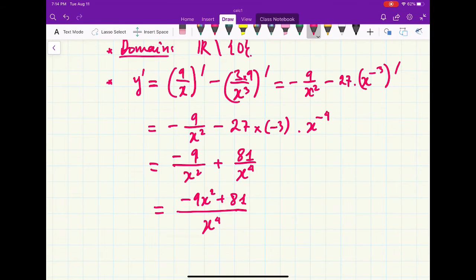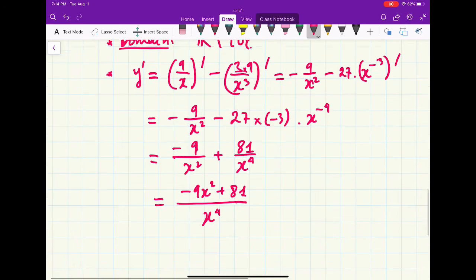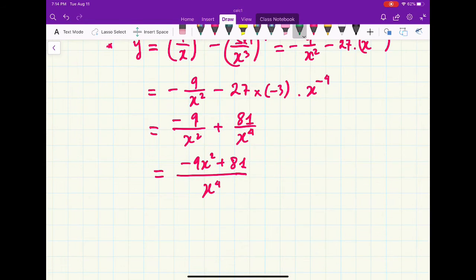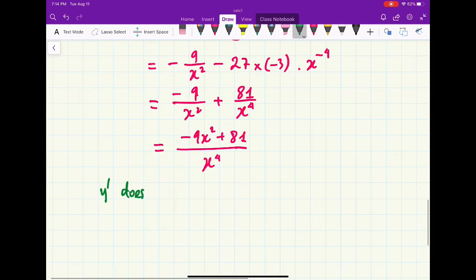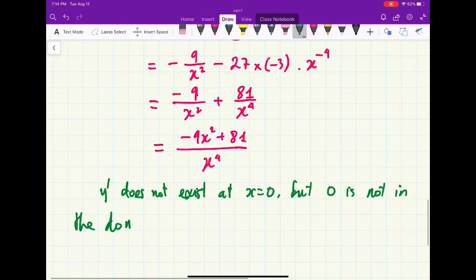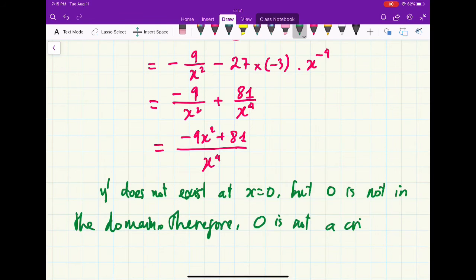All right, the derivative does not exist at 0, but 0 is not in the domain, so we don't need to consider that. I can write that sentence here: y prime does not exist at x equal to 0, but 0 is not in the domain. So 0 is not a critical point for the function. That is the first thing.